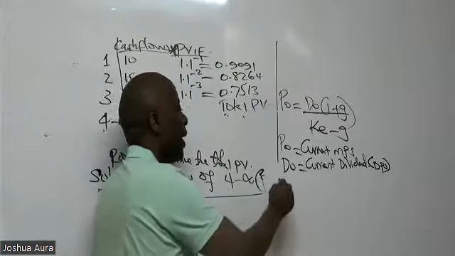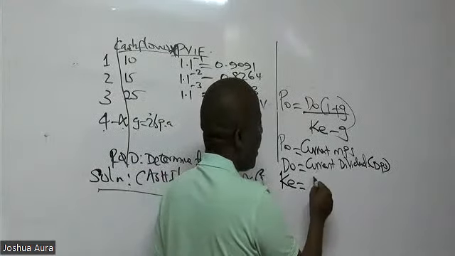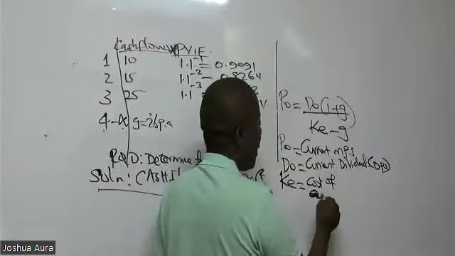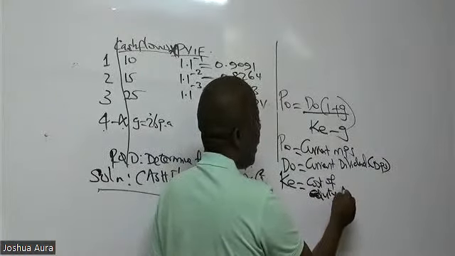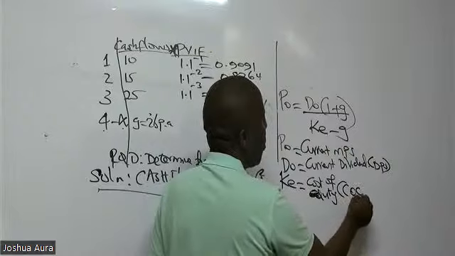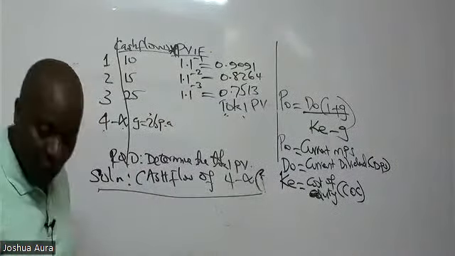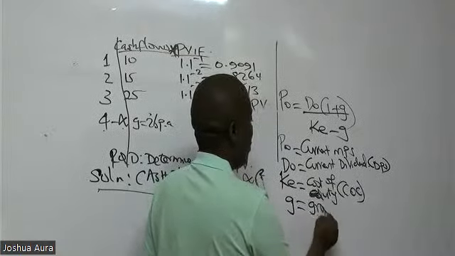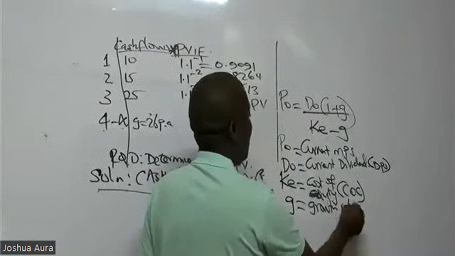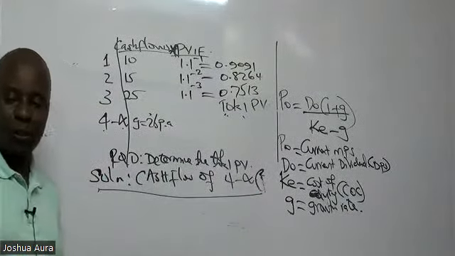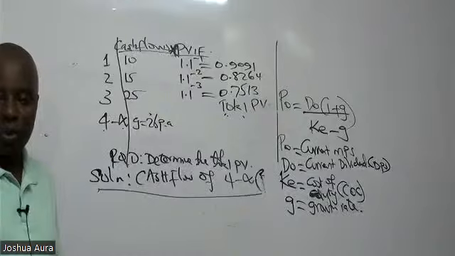And then we have KE. KE here is cost of equity. In our case, we shall be using this as our cost of capital. And then we have G. G is the growth rate.